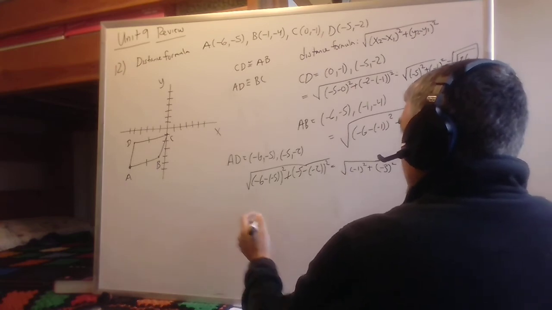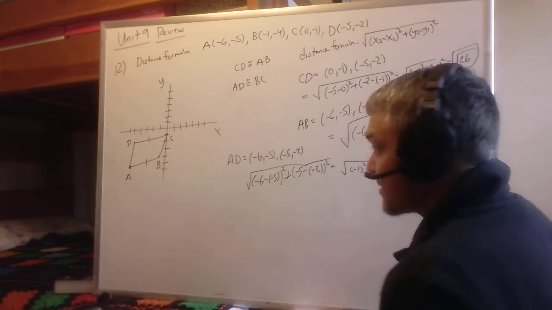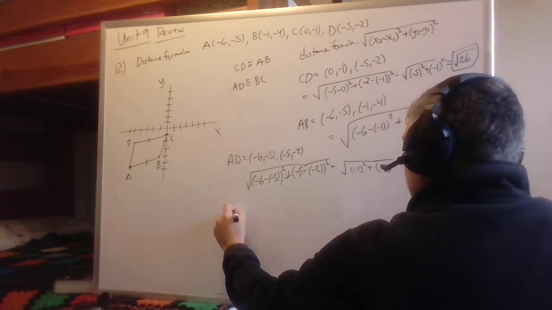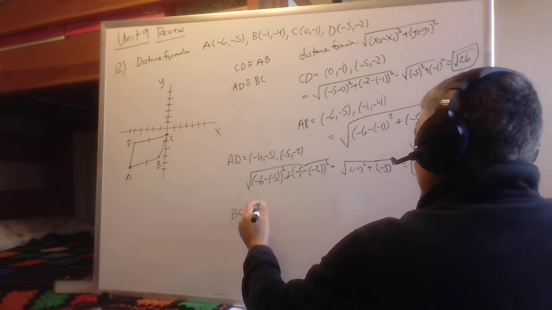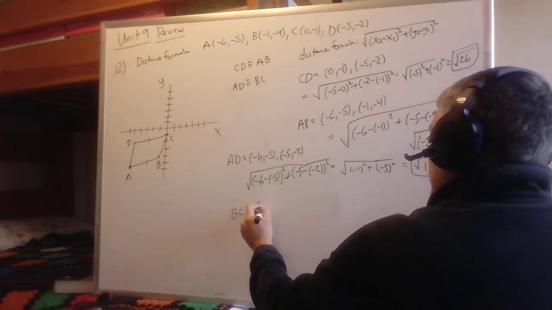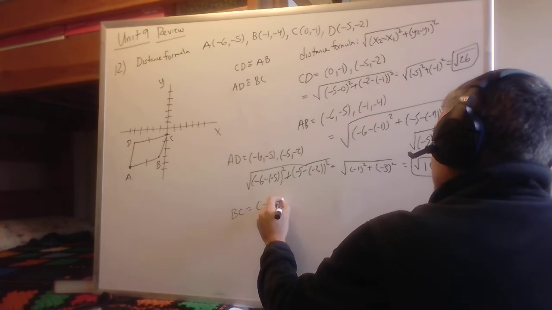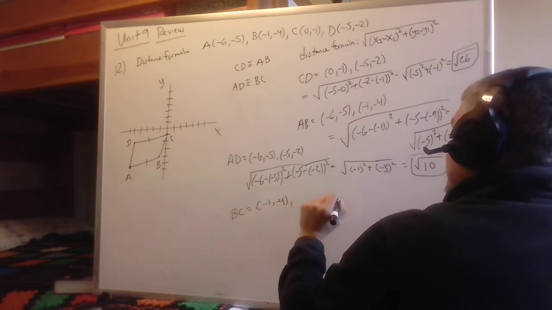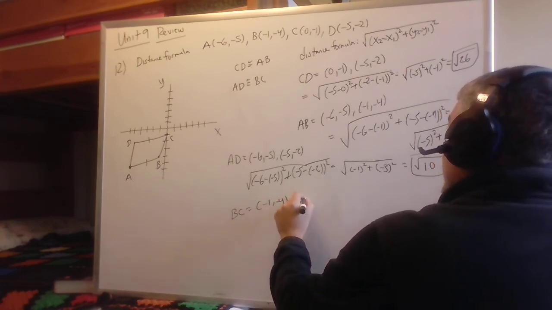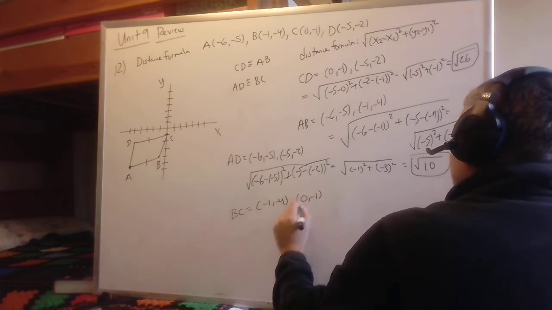So if BC's length is equal to the square root of 10, then we know that this quadrilateral is classified as a parallelogram. So B's coordinate is at negative 1, negative 4, and C is at 0, negative 1.